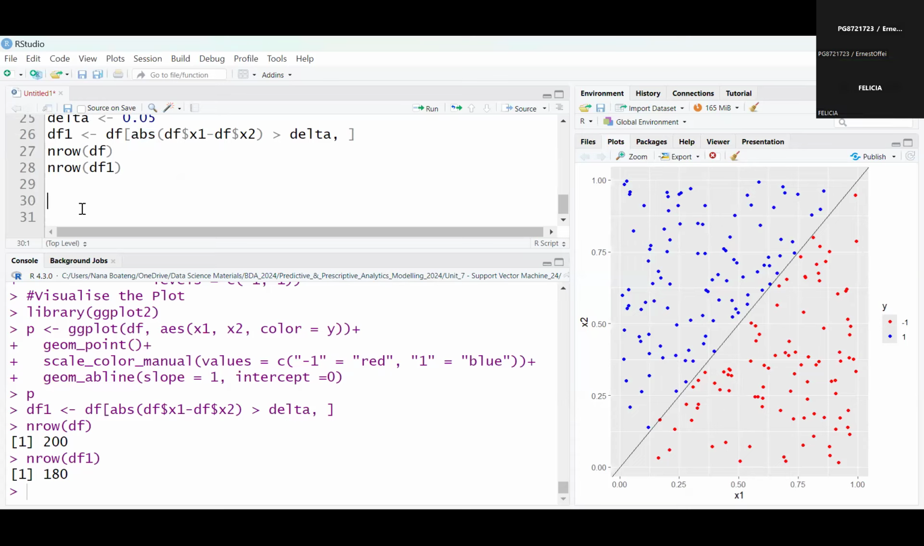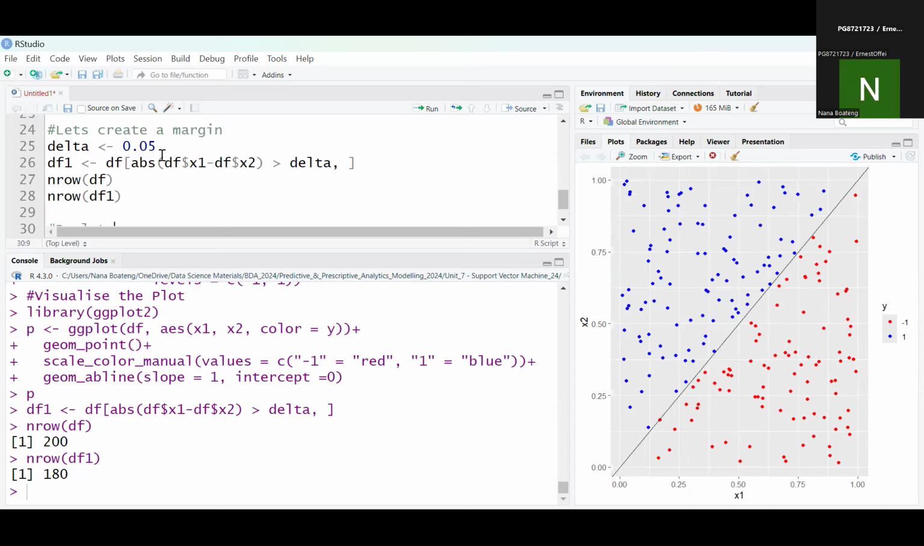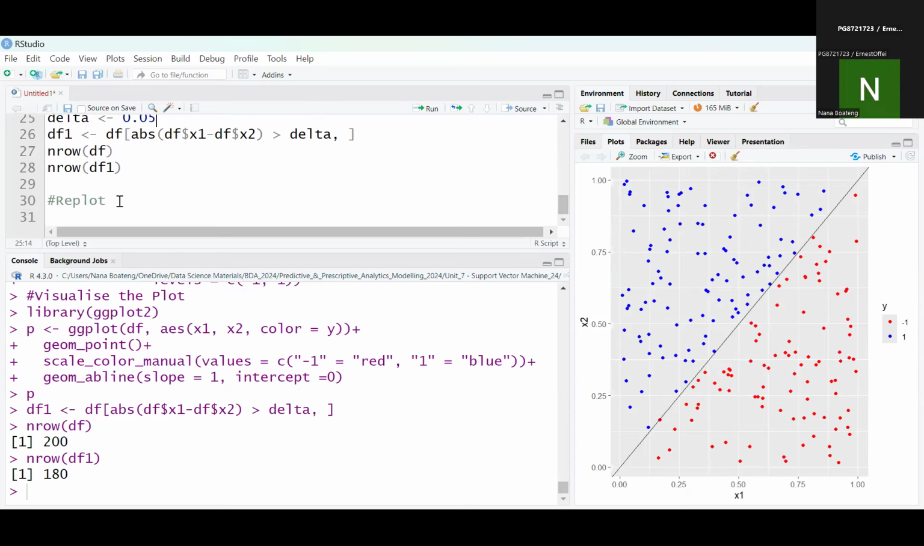Hello, Nana. Yes. I'm also having 200 for the DF1, but when you were explaining to Christy, I think I lost. Okay. So did you set your delta at 0.05, or you made it negative 0.05? Yes, I made it negative 0.05. It's 0.05. It's not a negative. Okay. Thank you. So let's replot our data set.